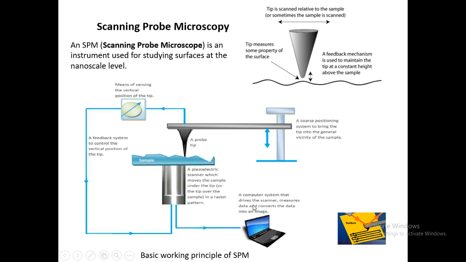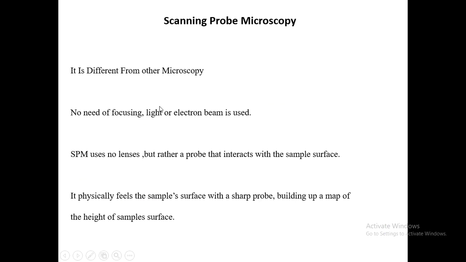So this is the concept of a scanning probe microscope, an example of which is atomic force microscopy. Scanning probe microscopy differs from other microscopy means in that there is no need for any focusing light or electron beam to get the image. SPM uses no lenses but rather a probe that interacts with the sample surface. It physically feels the sample surface with a sharp probe, building up a map of the height of the sample's surface.